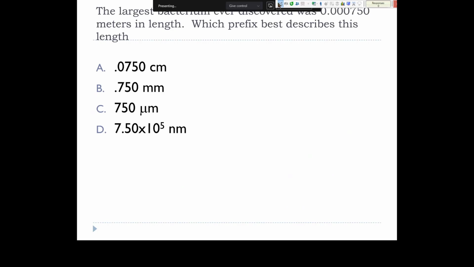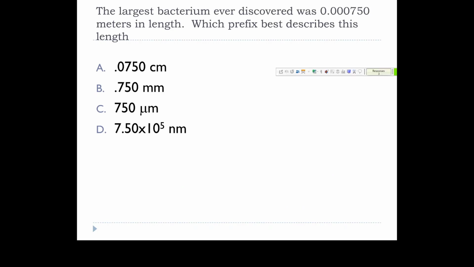Okay, so here's a question for you guys. For me, it helps if I go ahead and put it in scientific notation. So can you help me put this number in scientific notation first? What would we get? 7.50 times 10 to the, it's going to be negative because this is a small number. And then how many times do we move the decimal place? 4. And the unit on this right now is meters.